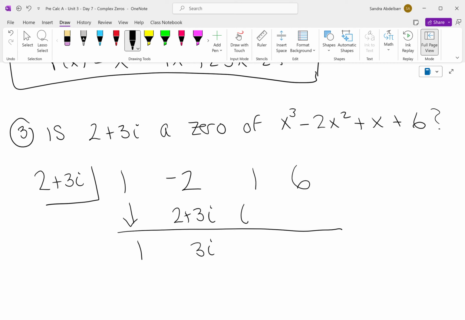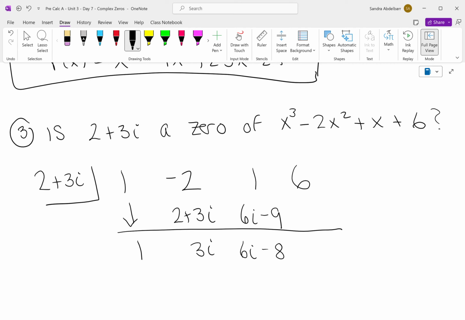Distribute in that 3i, so we're going to get 6i and then 9i squared. What's 9i squared? Negative 9, you got it. We add, we're going to get 6i minus 8.